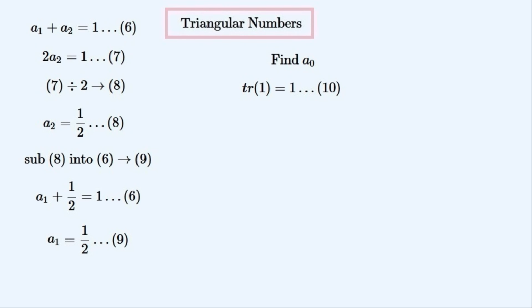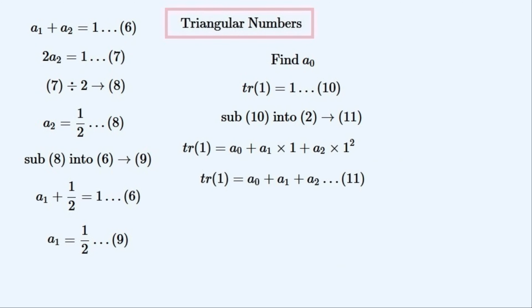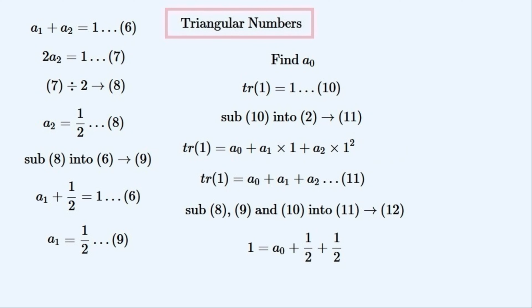We'll start with the first triangular number, which is really a definition that we can assume to be true. We'll substitute 1 into the polynomial equation to get this expression. After making all of these substitutions, we'll get this expression, from which we can calculate the last coefficient. And so we can very quickly solve this equation to get the value of this last coefficient.